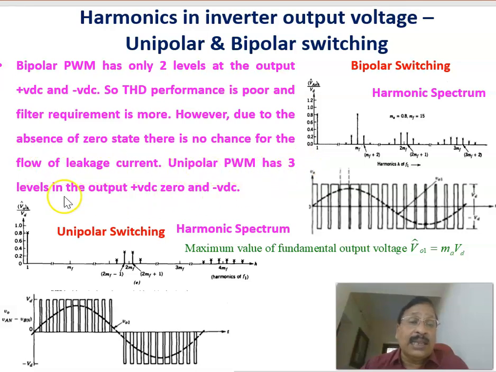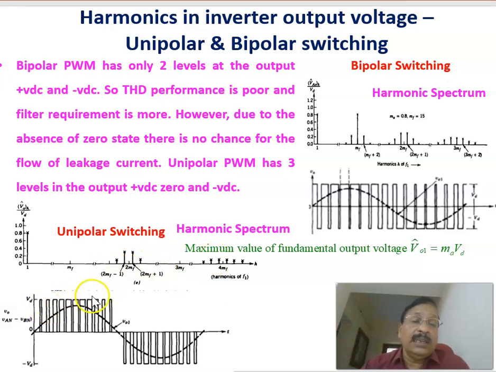Unipolar pulse width modulation has three levels. It will be plus VDC or 0 or equal to minus VD. Therefore, three levels are there. Here we can say that harmonics are less compared to the bipolar switching. Looking into the harmonic spectrum, it is very clear. THD is less in the case of unipolar.